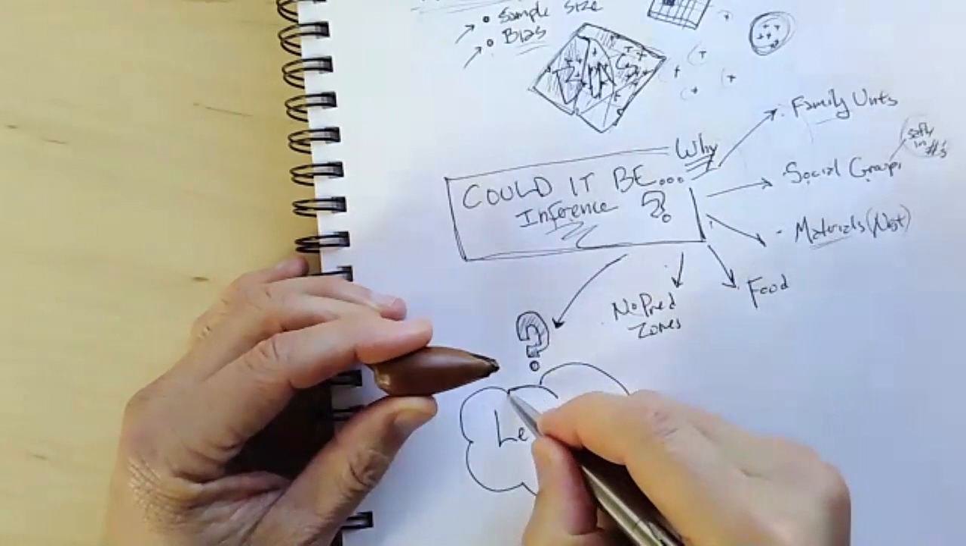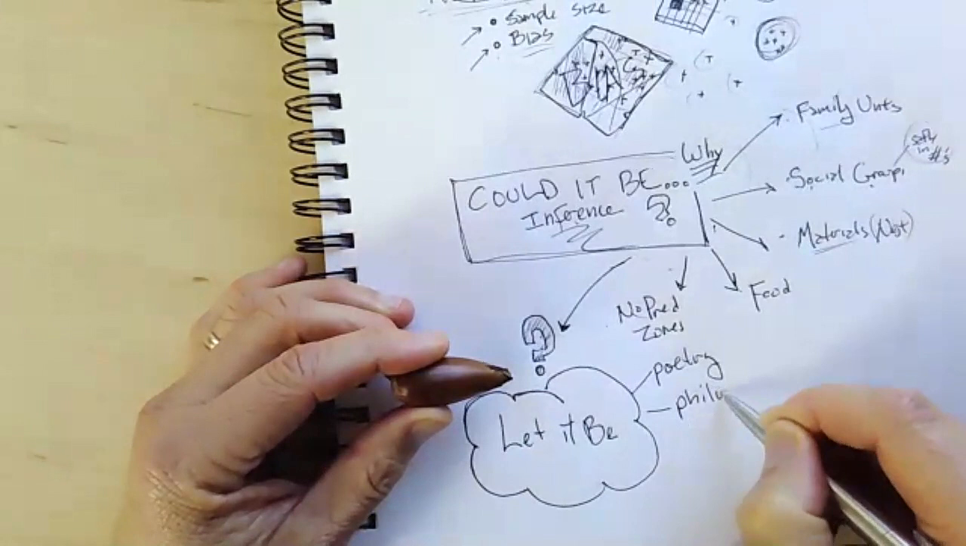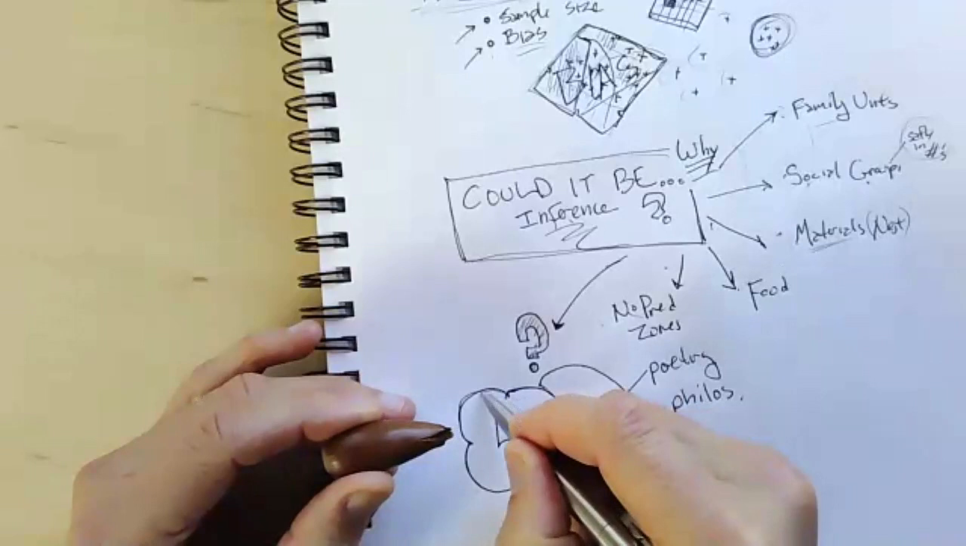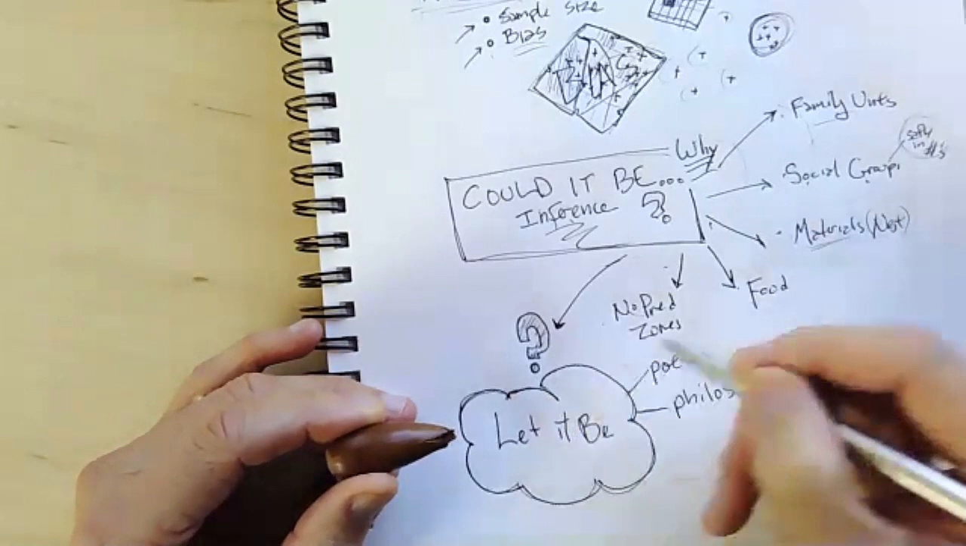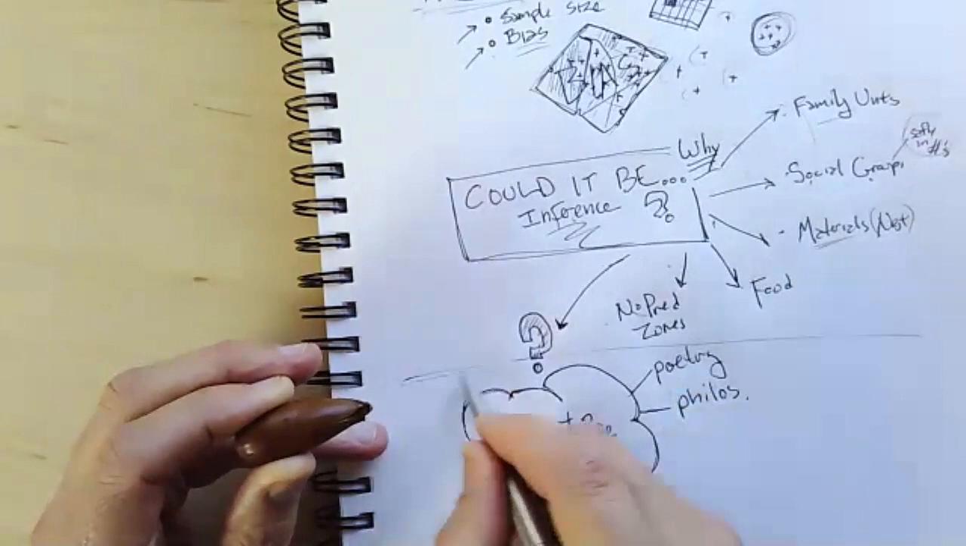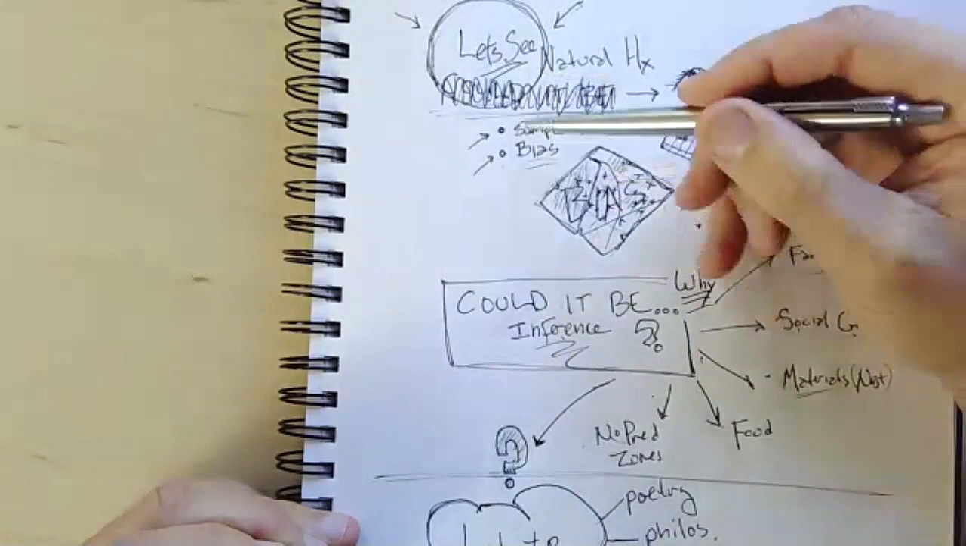And this can be done with poetry. It can be done with philosophy. It's fun to think about these sorts of things. But when we are doing something and there is no evidence that we can bring to bear to assess that, we just have to realize that this is a third category, and this one is outside of the realm of science. So in science, we can only play in areas where we can either make direct observations or use inference. So observation and inference are our toolkit.